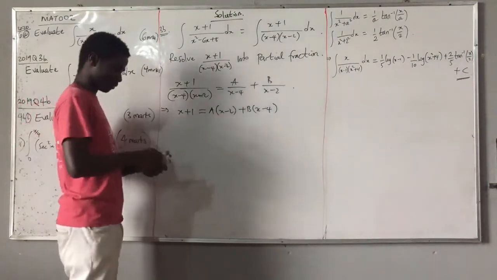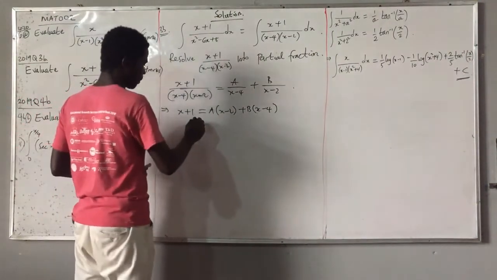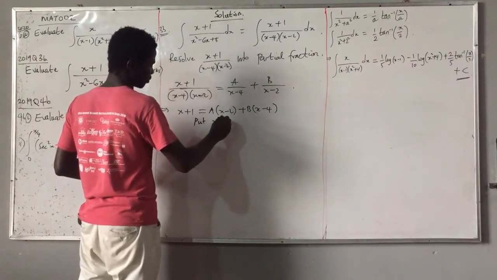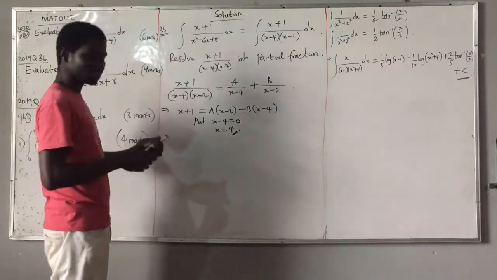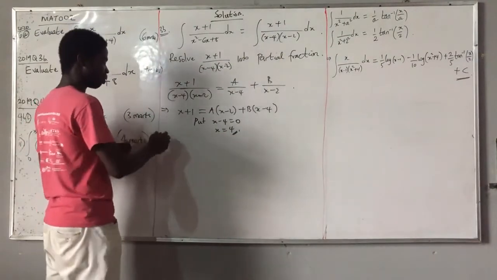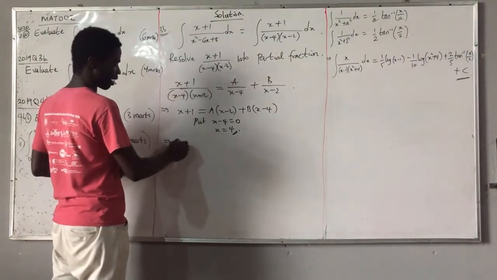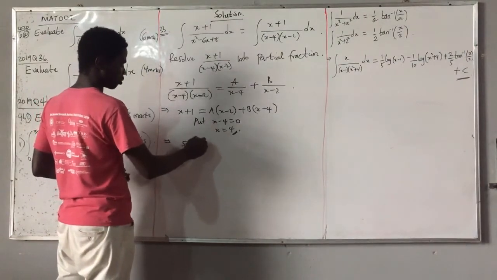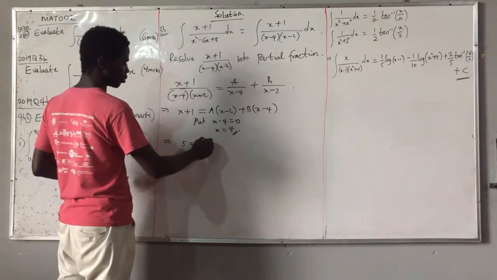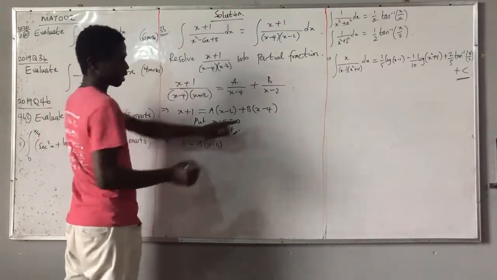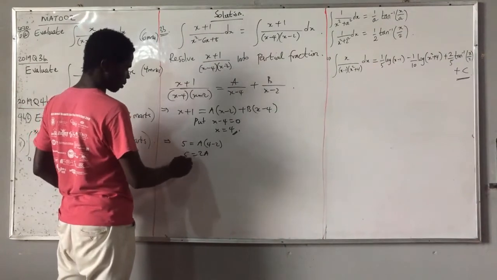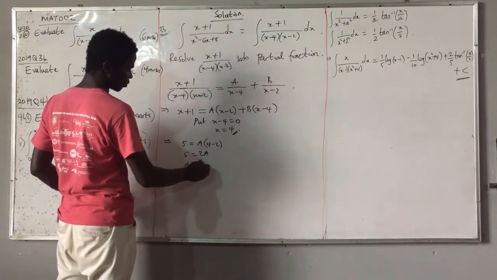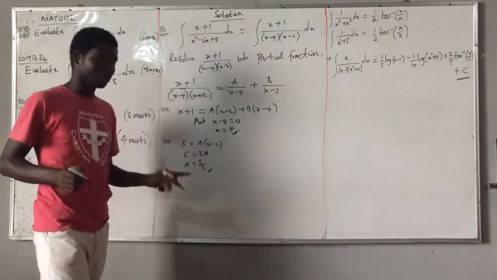So what do I have? Put s minus 4 to be 0. So s will be equal to what? 4. So put s to be 4. Anywhere you see s, put 4. So that means here I will have 4 plus 1, which is 5, equal to a, open bracket, 4 minus 2. Then this one is 0. So 5 equals 2a. Divide both sides by 2. A is 5 over 2. That is the answer we have for this question.